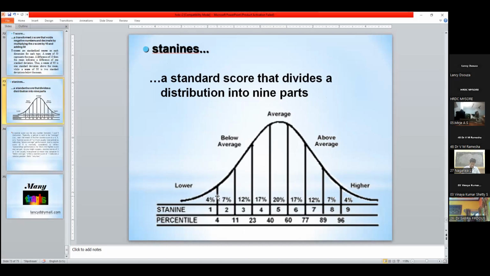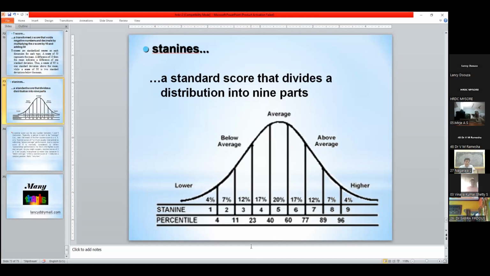Below 1%, usually 4%, are called lower categories. Then stanine 2 to 3 is called below average. Then 4 to 6 are average. Then 7 to 8 is above average, and 9 is high. Accordingly, you can find what percent of cases are falling in each. The 9 are distributed into only 5 categories: up to 1, then 2 to 3, 4 to 6, then 7 to 8, and 9. So these categories have been divided, but again they are based on the percentiles.